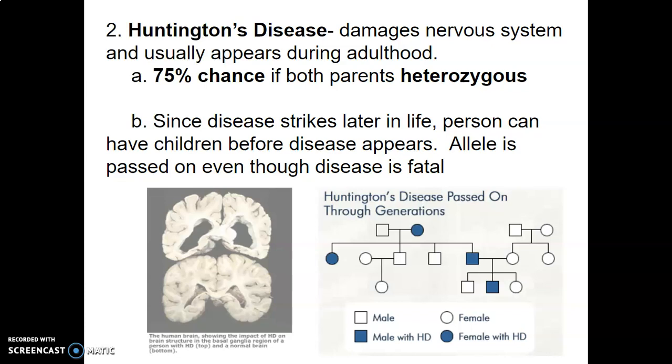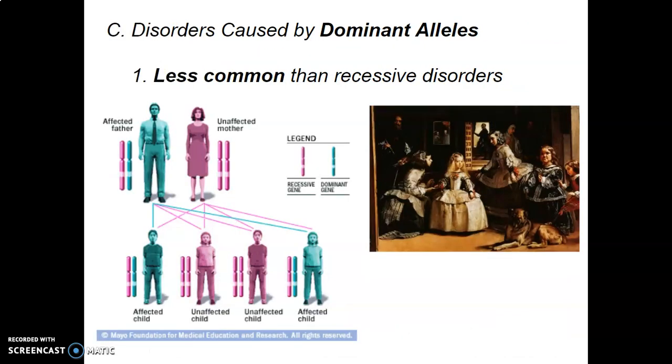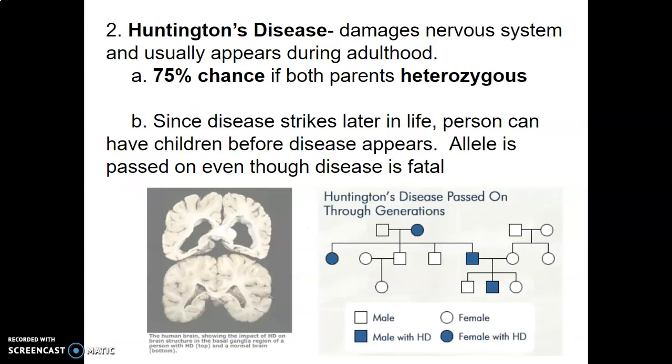If the parents are heterozygous, there's a 75% chance that their kids are going to have it. Now think about this. Because it's a dominant allele disorder, it is found on the dominant gene, okay? So the parent would have it, and they'd most likely pass it on to their offspring as well. But what it's saying here is if you set up a Punnett square with two heterozygous parents, both of them would have Huntington's disease, there's still a 25% chance that their children would not.